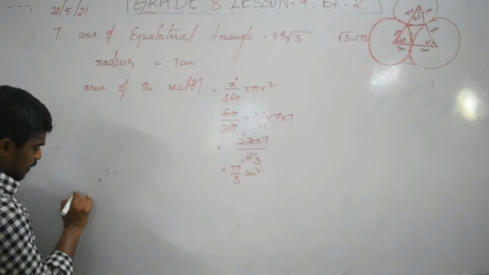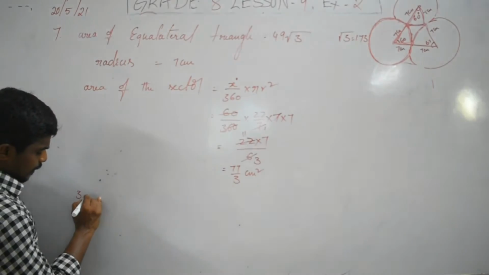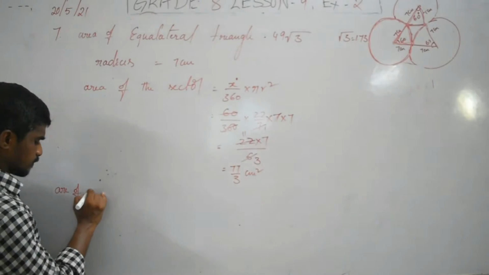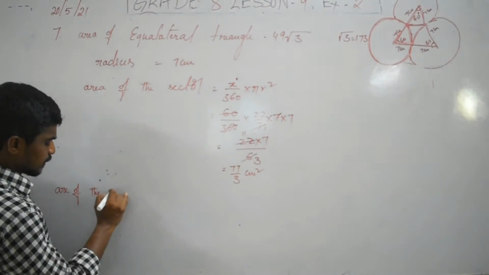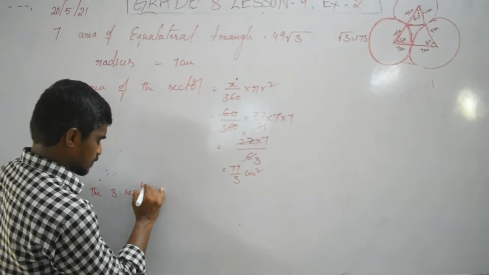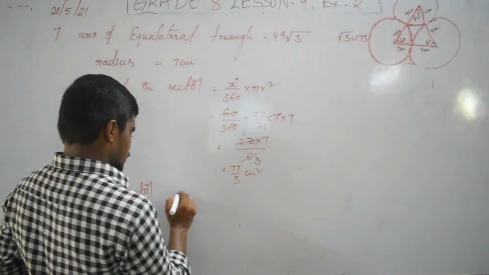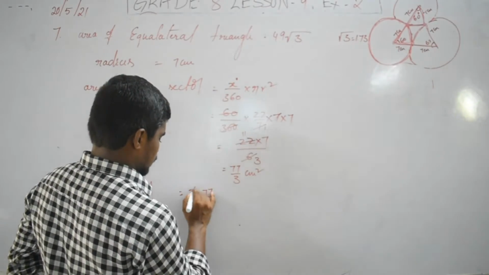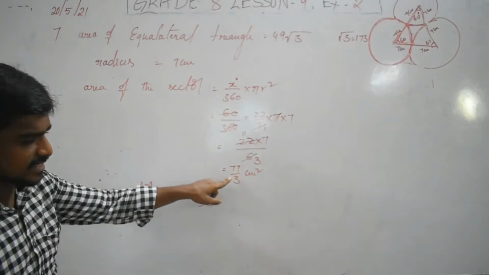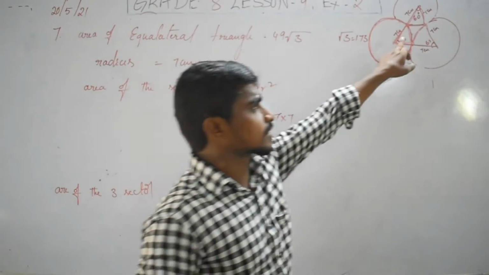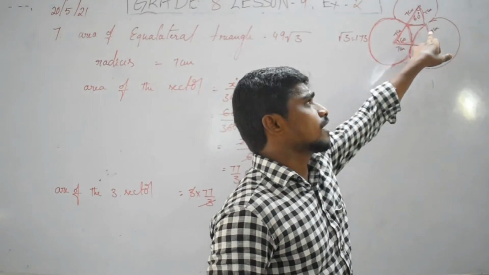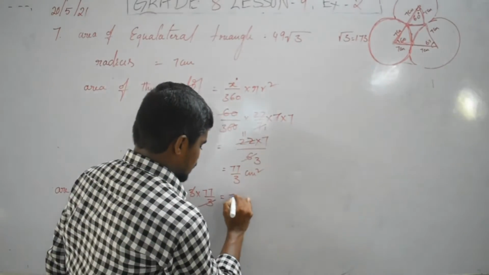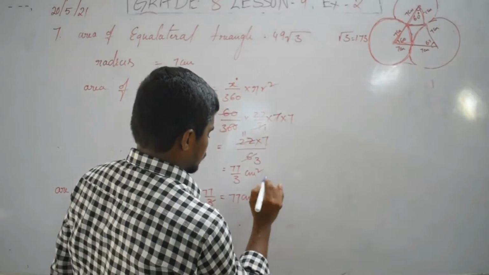Total, how many are given? 3. So the area of the 3 sectors is 3 times 77 by 3. Why? Here one sector is 77 by 3. How many sectors are given? This is 1 sector, 2 sectors, 3 sectors. 3 times 77 by 3 is 77 centimeter square.